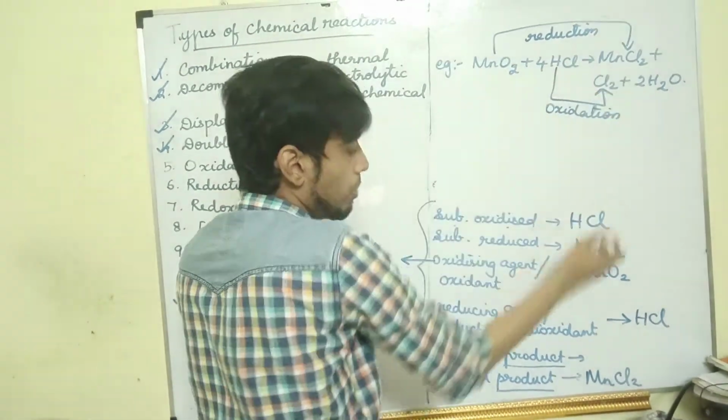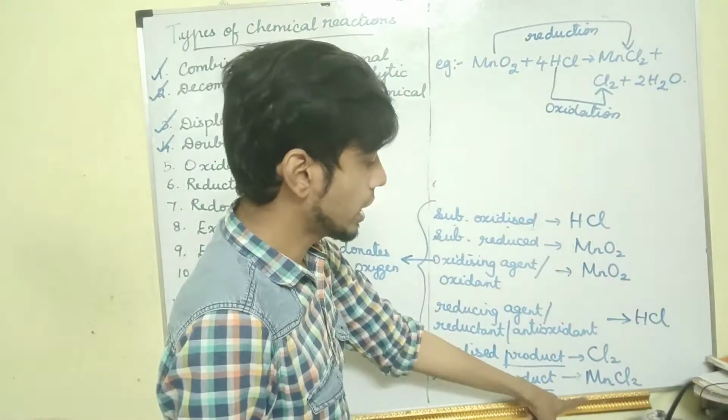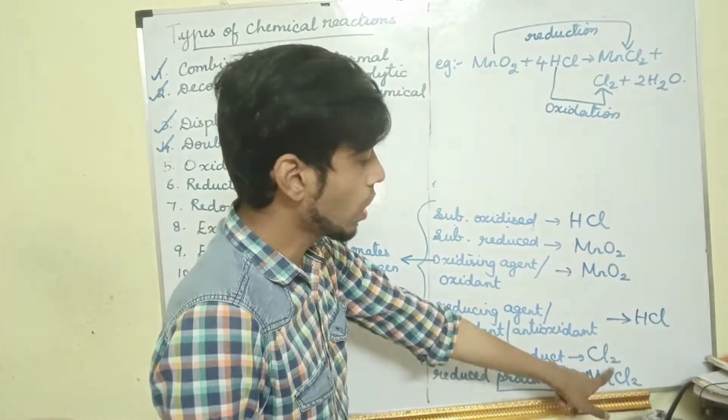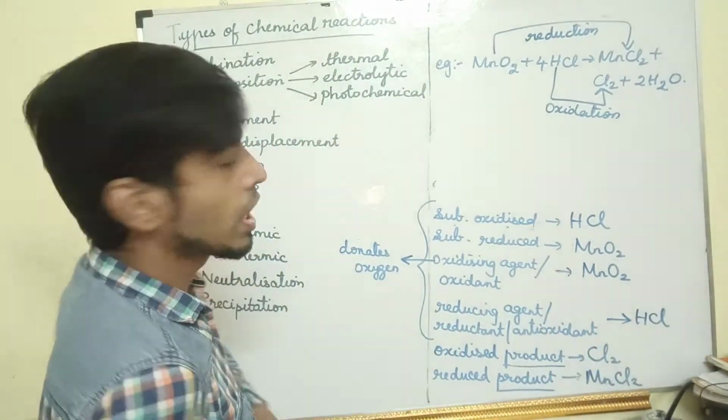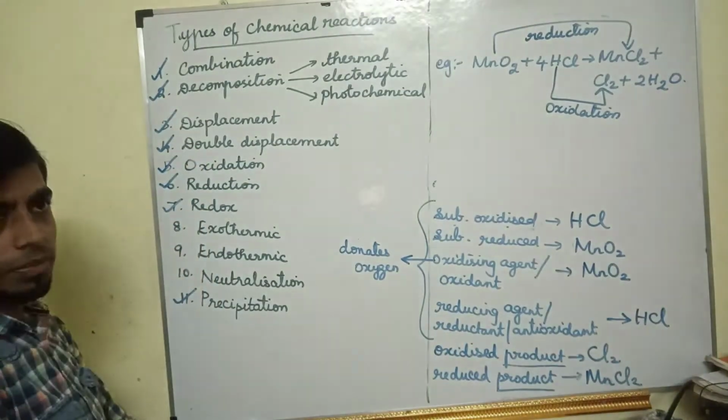So this will be my oxidized product. MnCl2 you cannot write because it is the reduced product. So the oxidized product is Cl2. So, understood what is oxidation, reduction, redox reaction.